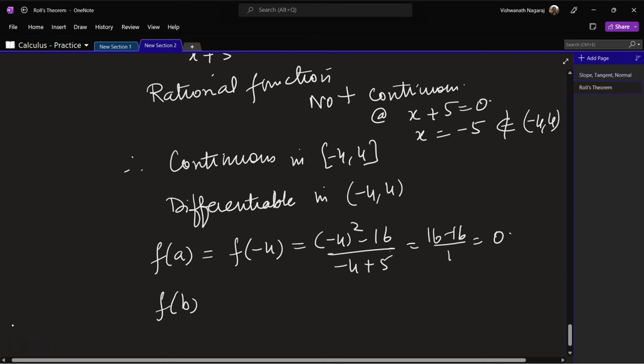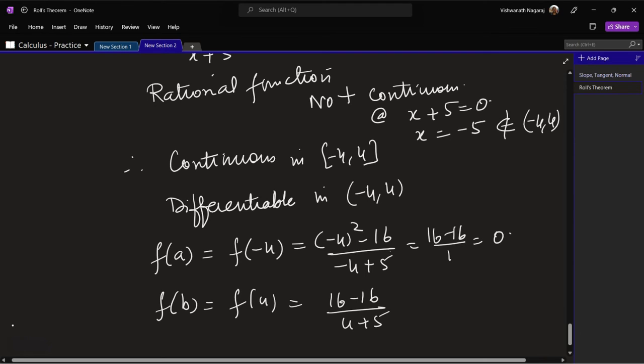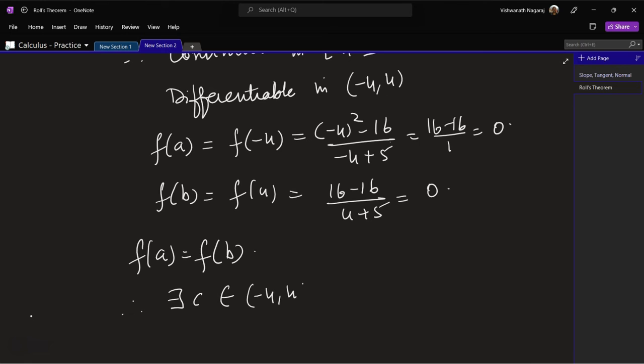Similarly, f of b is equal to f of 4, which is 4 squared, which is 16, minus 16 by 4 plus 5, which is 0 again. So f of a is equal to f of b. Therefore, there exists c belonging to the open interval minus 4 comma 4 such that f prime of c equals 0.